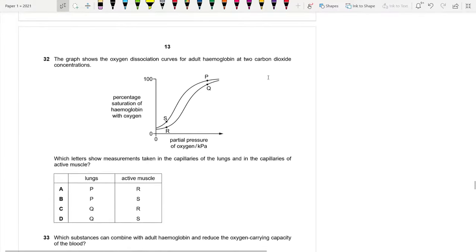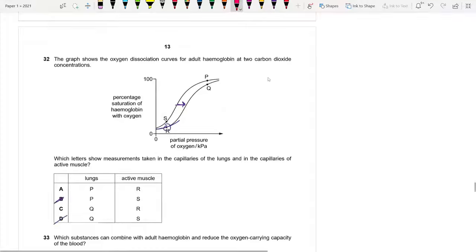Great. 32. The graph shows the oxygen dissociation curve for adult hemoglobin at 2 carbon dioxide concentrations. This is the Bohr shift, it goes to the right. Which letters show measurements taken in the capillaries of the lungs and in the capillaries of active muscle? Okay, so basically remember, in active muscle, the percentage saturation of oxygen is low. It's between S and R, okay. But due to the high carbon dioxide concentration in muscles, Bohr shift occurs, and we need to consider the curve on the right hand side. So active muscle should be R for sure, okay.